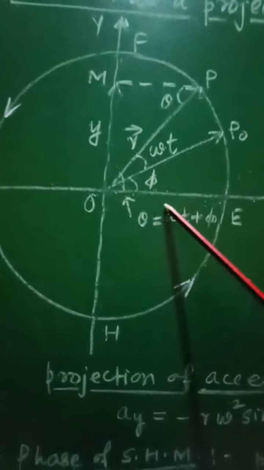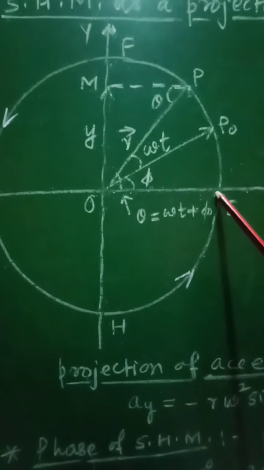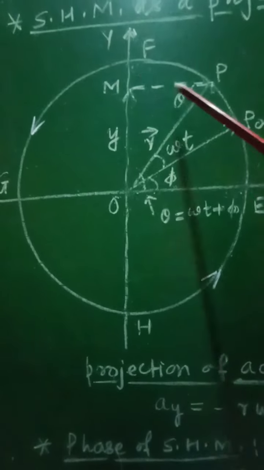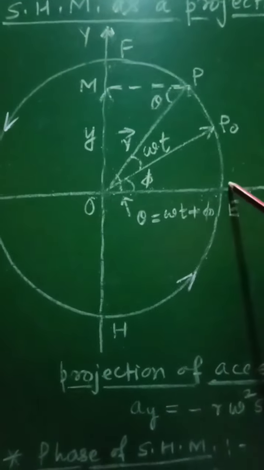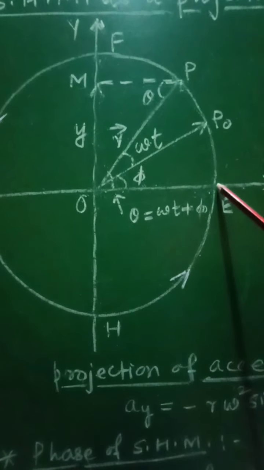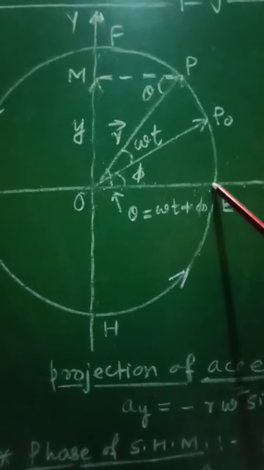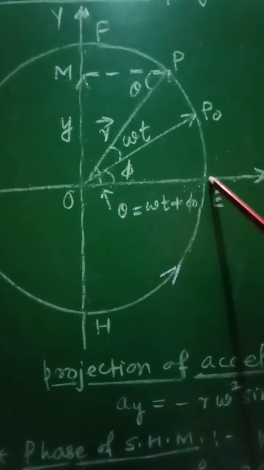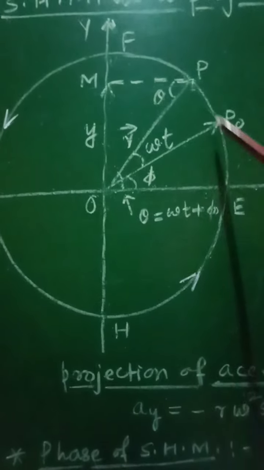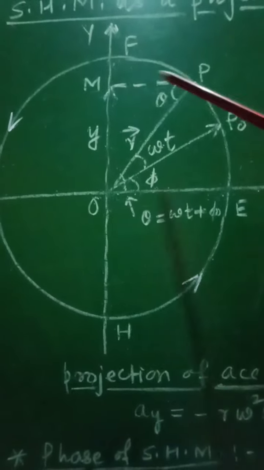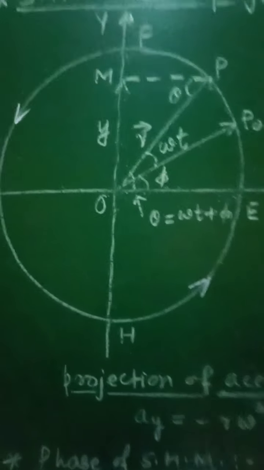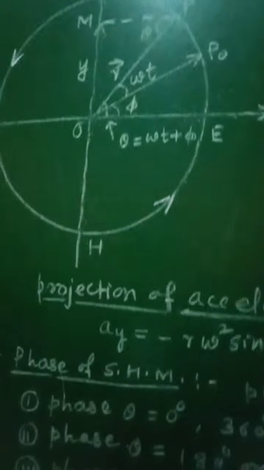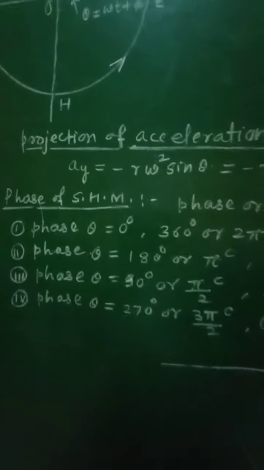So when initially the particle is at point E, theta will be equal to 0. When it completes one revolution, the angle will be equal to 360 degree. So that 360 degree angle will be the angle at the beginning of the second revolution. Like this, the particle will go on continuously revolving and the value of theta will continuously change.